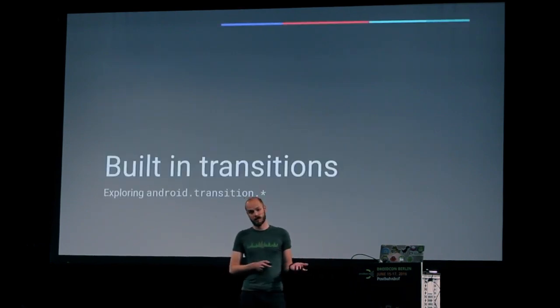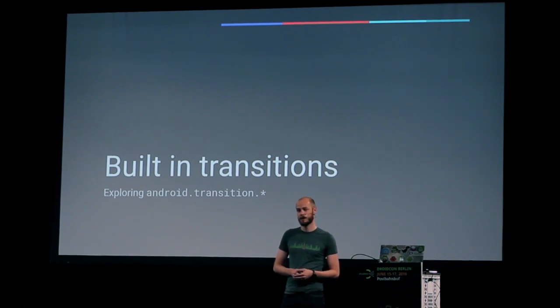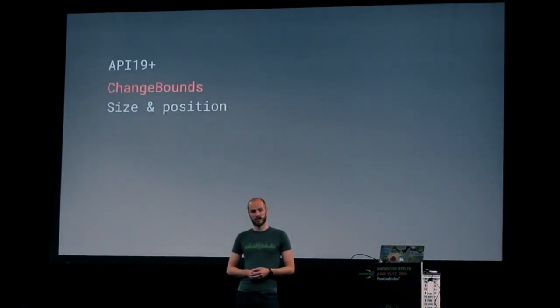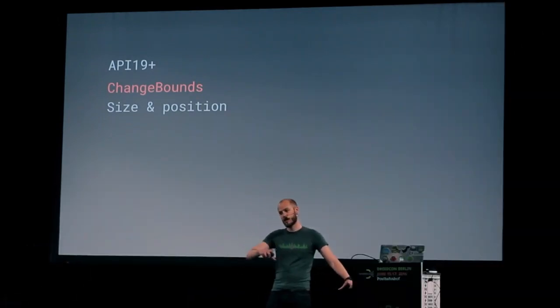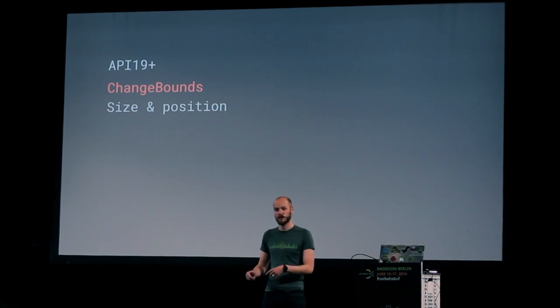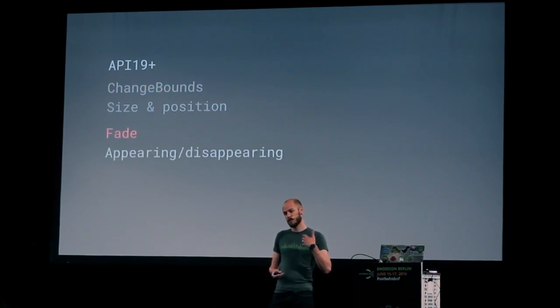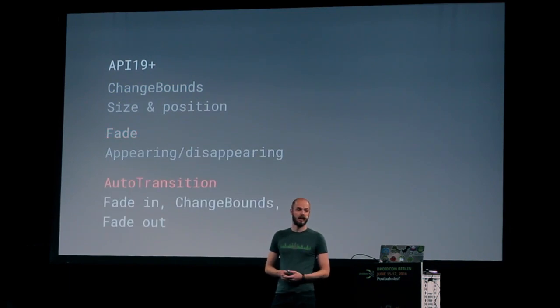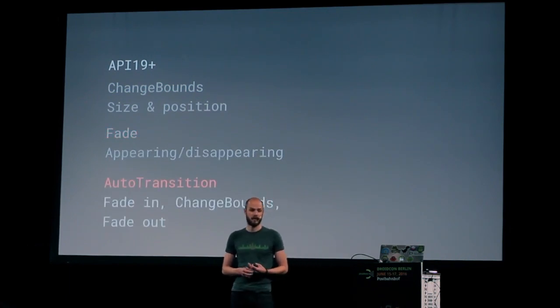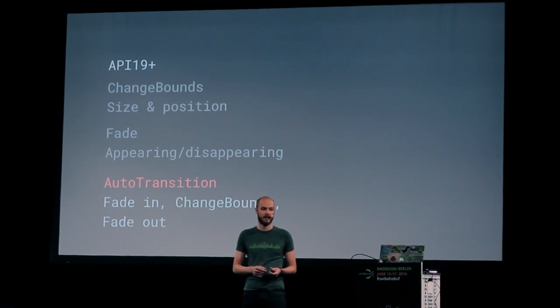Within the framework, we do have several transitions that are built in. So let's take a look at what we have there. From KitKat onwards, we had a couple of transitions in there already. So change bounds, which allows you to change the size of a view and also position. So it's X and Y values as well as the width and the height. You can fade views, so disappear and reappear. And you have an auto transition, which is being used within the framework as well. So if you work without actually having your own custom transitions, this is what happens. So views fade in, they change their bounds, and then fade out as well.